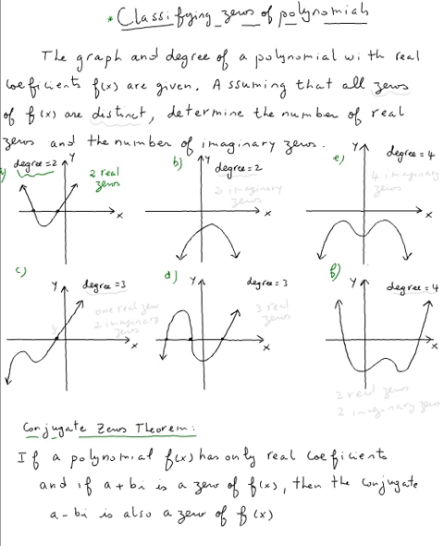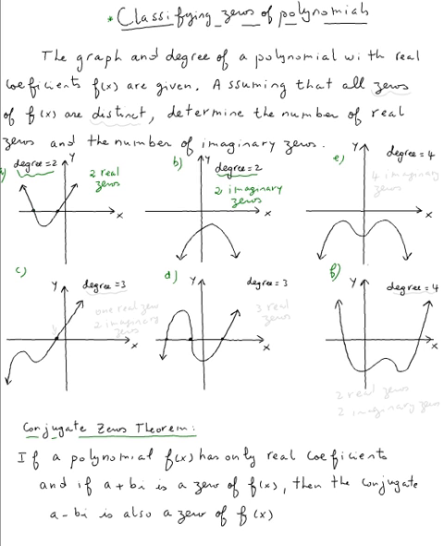Second problem, B, the degree is 2. It's given. Now, we know that there is no x-intercept, which means there are 0 real zeros, but because the degree is 2, we will have 2 imaginary zeros. And it makes sense because we know that imaginary zeros exist in pairs. So 2 imaginary zeros will be the answer for question B.